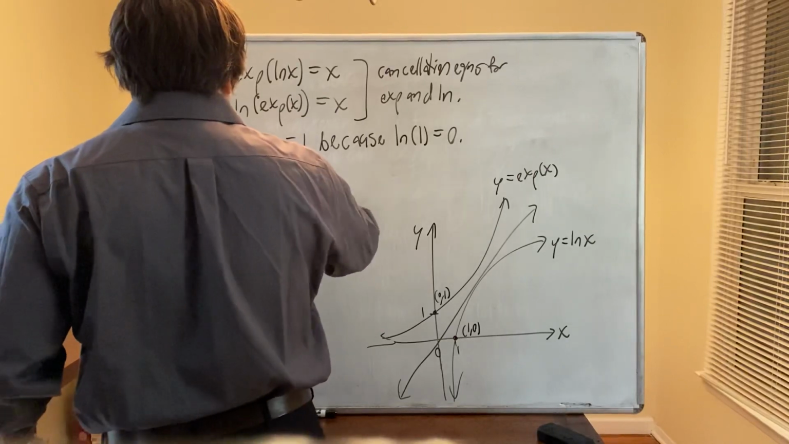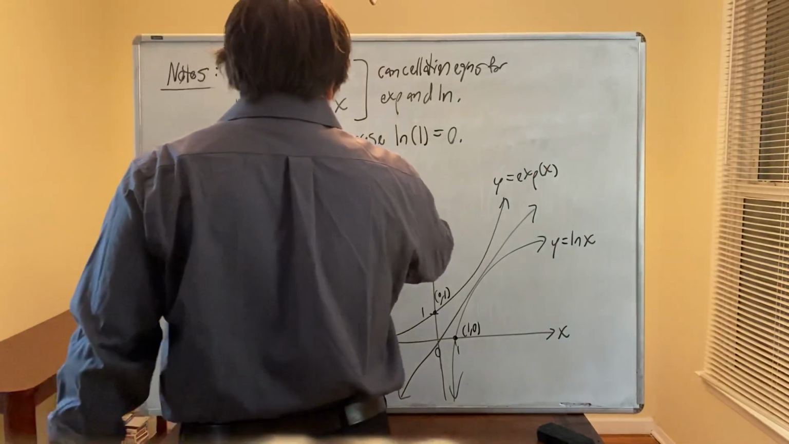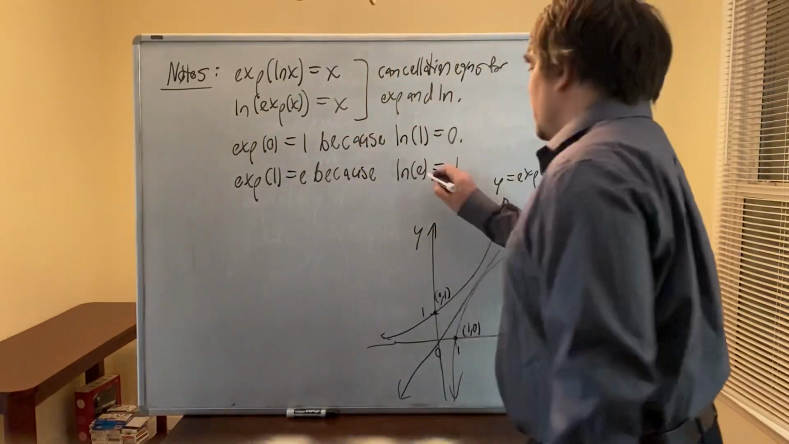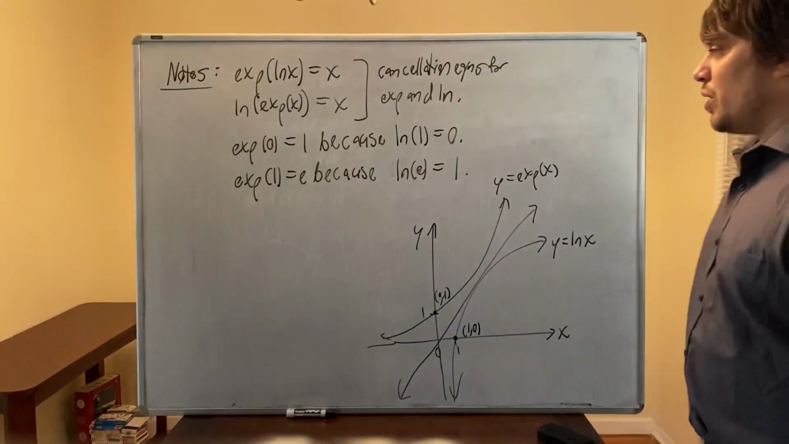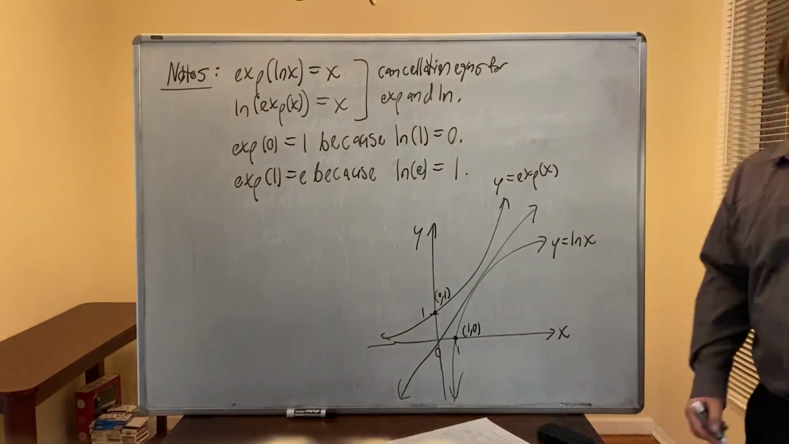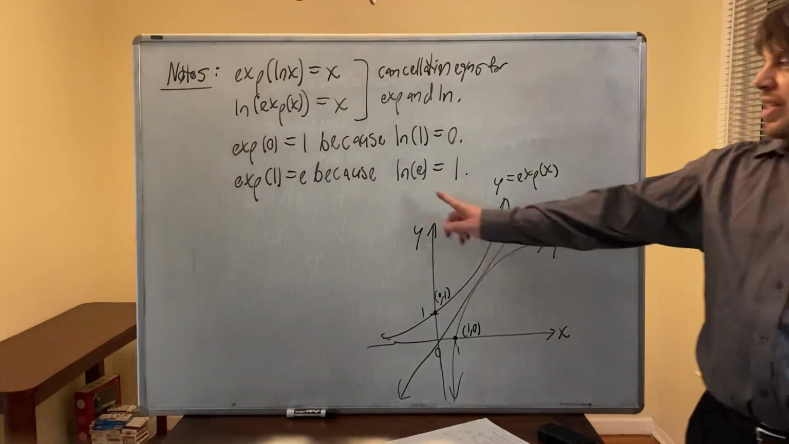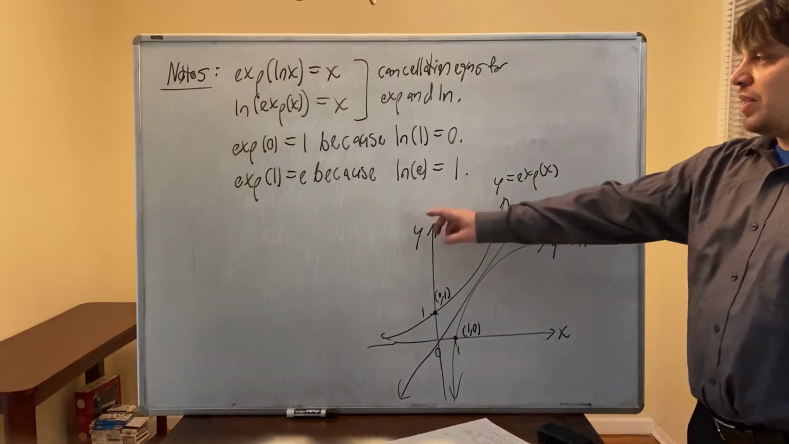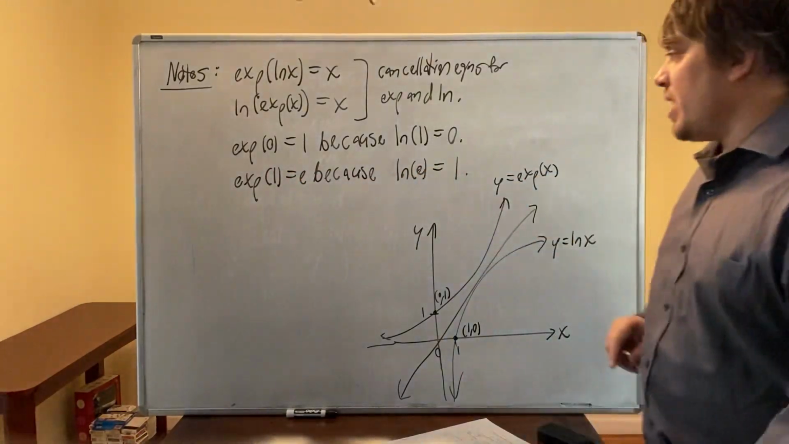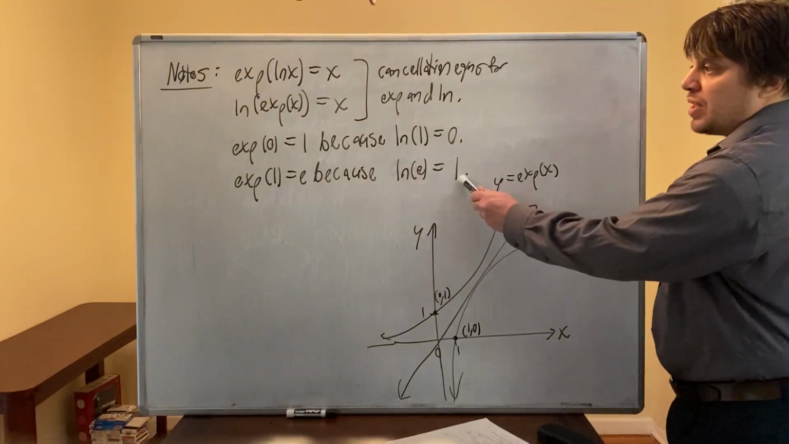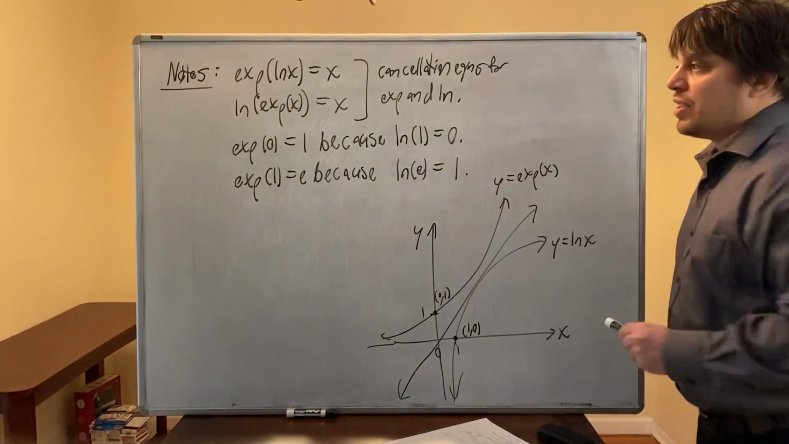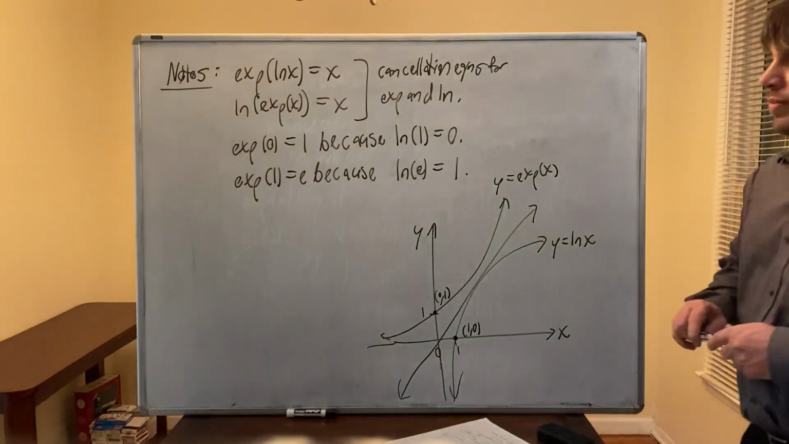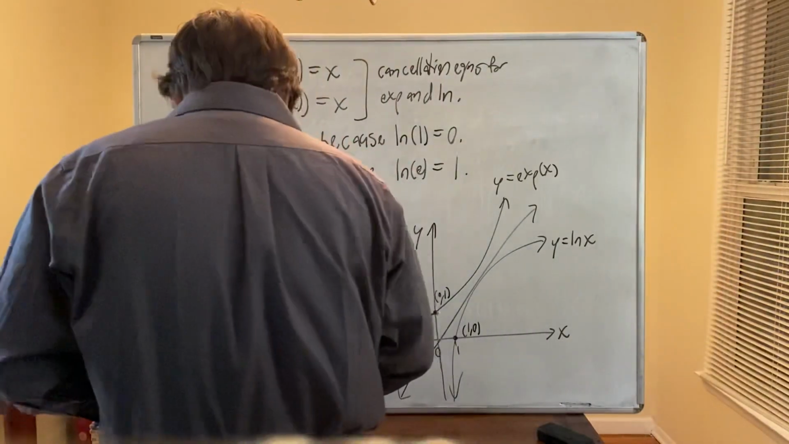Exp of 1 is e because ln of e is 1. Remember, e is the unique number such that ln of e is equal to 1. Okay? So we define e as being the number that ln of it is equal to 1. So ln of e is 1. exp is the inverse function of ln. So if ln maps e to 1, exp maps 1 to e. So exp of 1 is equal to e because ln of e is 1.